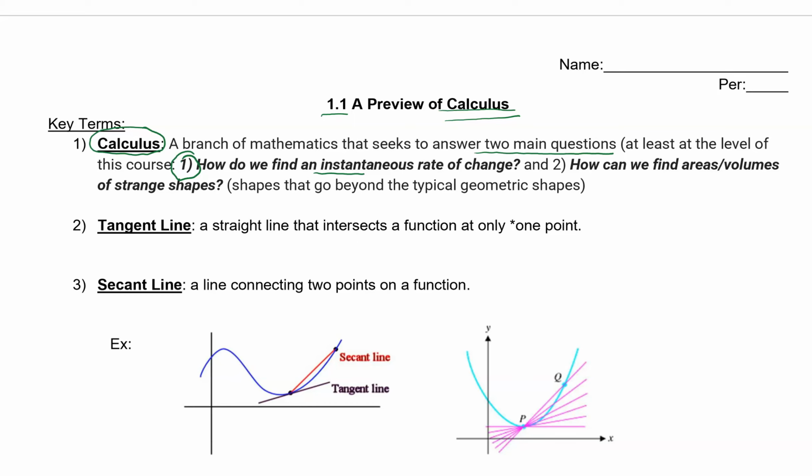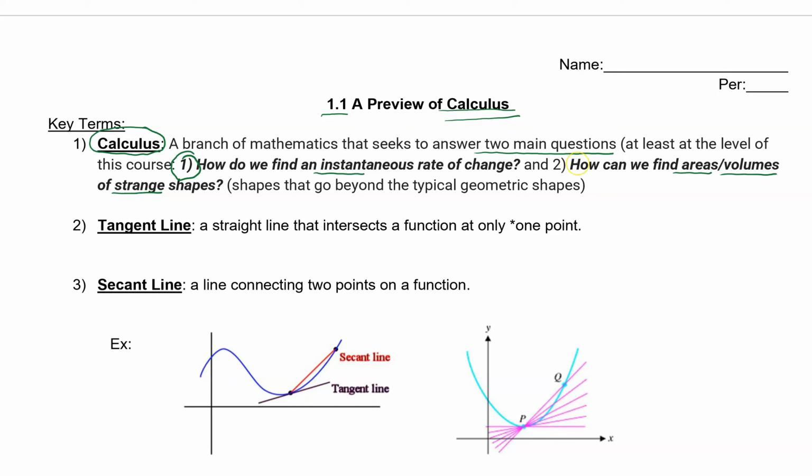The second question that calculus seeks to answer is, how can we find areas and volumes of strange looking shapes? So not your typical geometric shapes with straight edges or perfectly round circles, but stuff that might be curvy on one end and straight on another, or just a weird, not symmetrical curve type of shape. So that will be addressed during second semester.